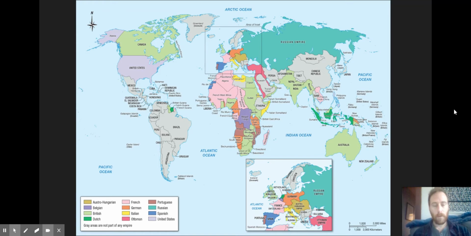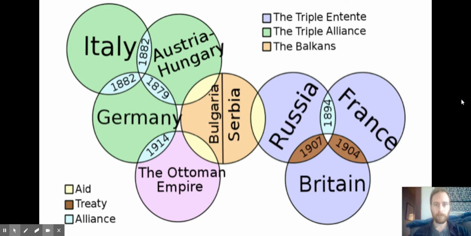More or less. That being said, you can see the British in this green color control the largest empire, the French the second largest. The remaining empires are much further behind, and the Germans are in this orange, and they're probably the third largest, but that may be an overestimation.